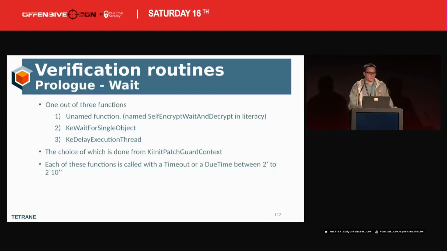So it can wait with one out of three functions. The first one is an unnamed function, actually named self-encrypt wait on decrypt. There is a second one, which is KeWaitForSingleObject, and a third one, KeDelayExecutionThread. The choice of which method to use to sleep at this point is done from the initialization function. Each of these functions is called with a timeout or a due time between 2 minutes and 2 minutes 10 seconds. And there is only one special case, which is when PatchGuard waits with KeWaitForSingleObject in the case where the object is actually already in a signaled state. In this case, it just won't wait and will trigger the check immediately.